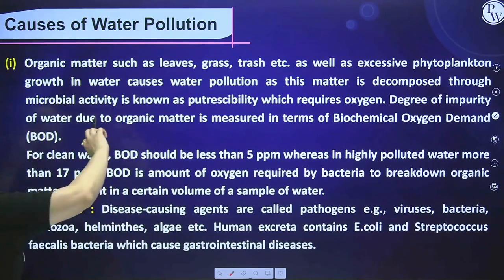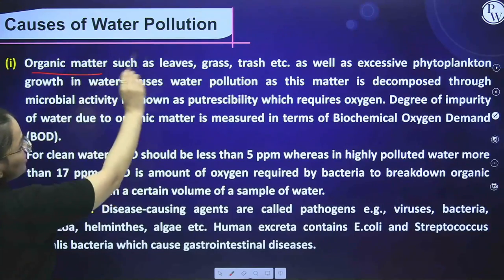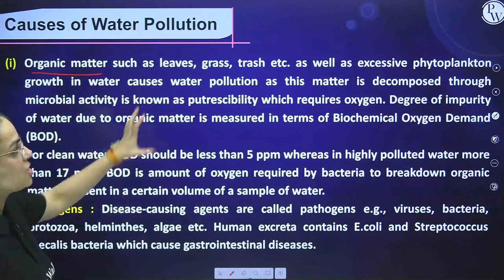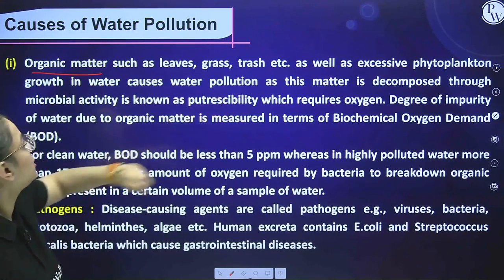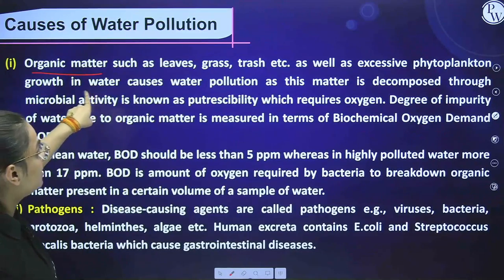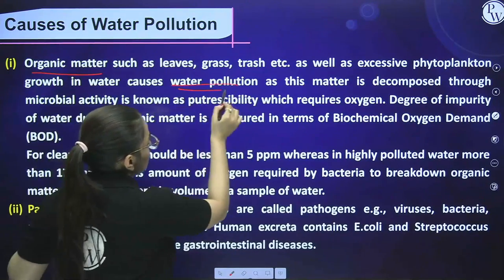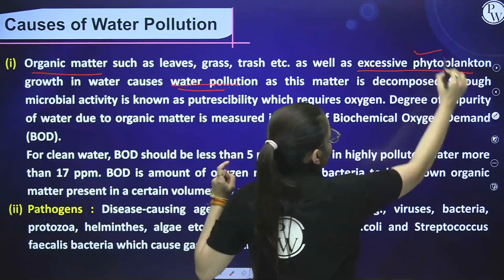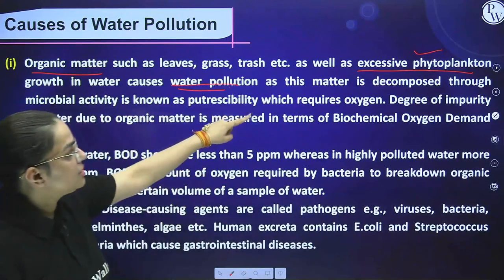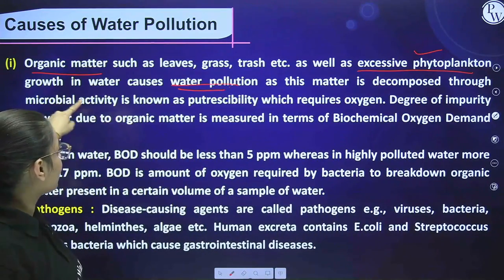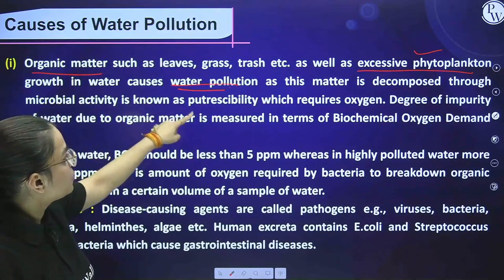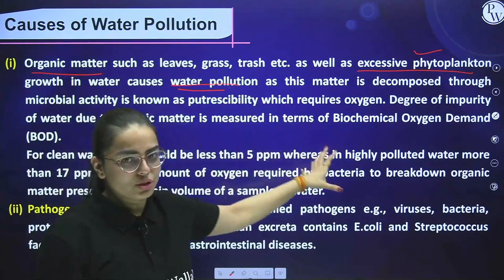So the very first cause of water pollution is organic matter, such as leaves, grass, trash, as well as excessive phytoplankton growth in water. They cause water pollution. Now this is really important. This is quite a different concept, right? As this matter is decomposed through microbial activities known as putrescibility, which requires oxygen.